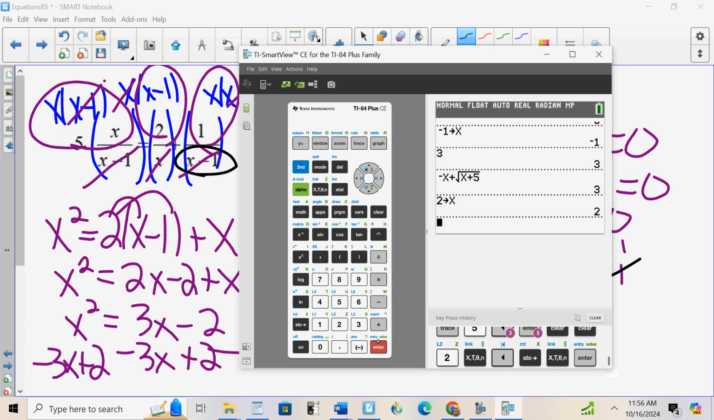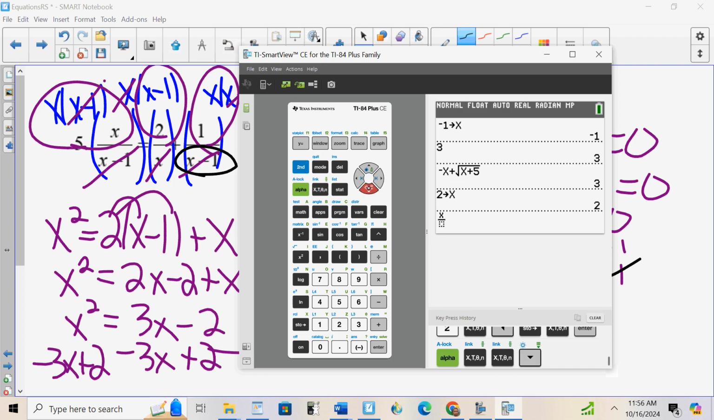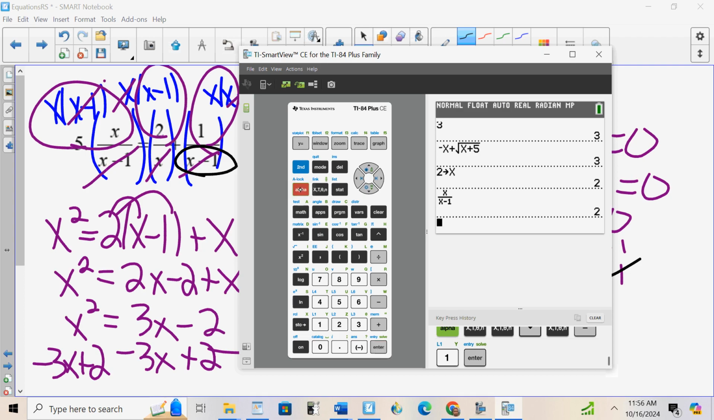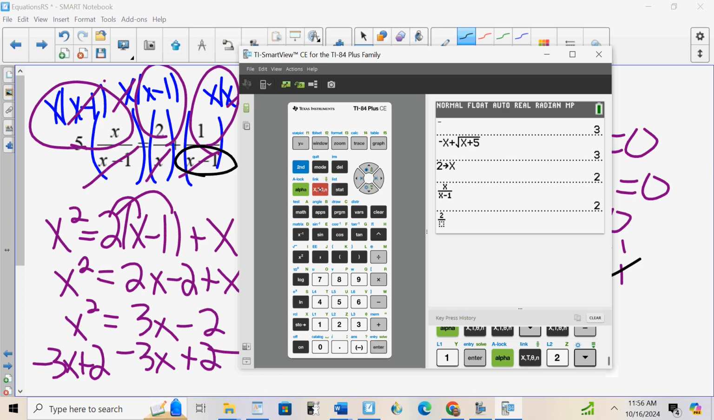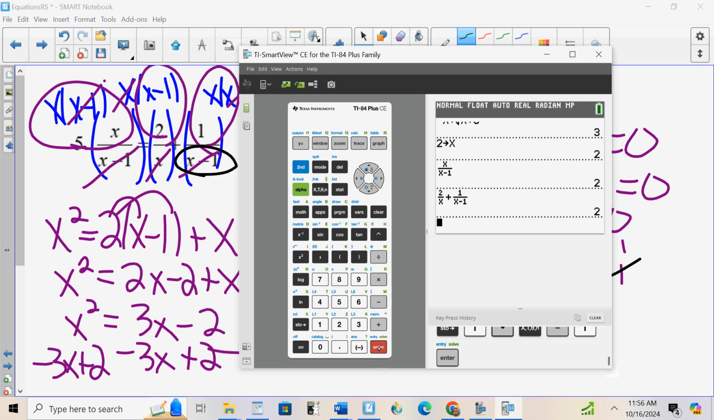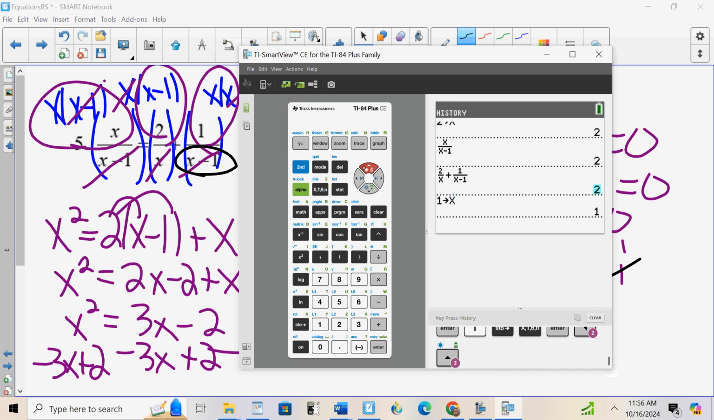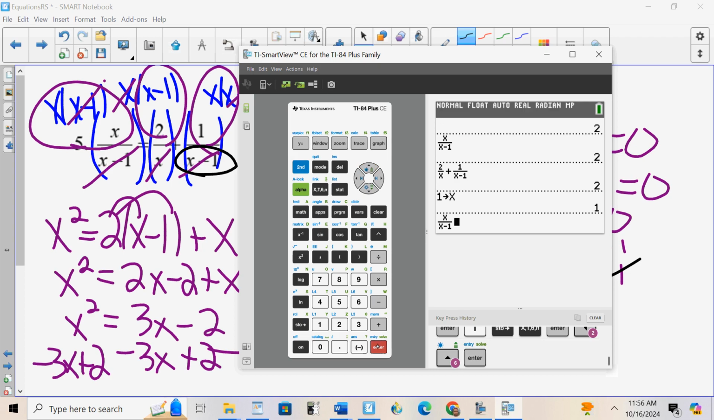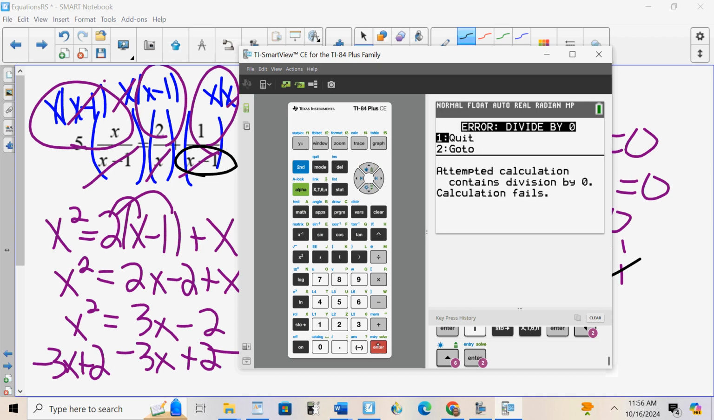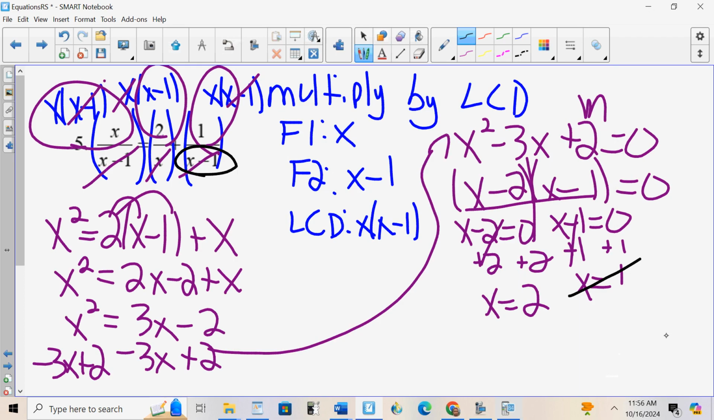Type the left-hand side in, alpha x, x over x minus 1. That's my left-hand side. My right-hand side, 2 over x plus 1 over x minus 1. Does the left-hand side equal the right-hand side? Yes. 1 is the other value I got. Type in the left-hand side. Error. Can't have 0 in the denominator, so you get it there as well.